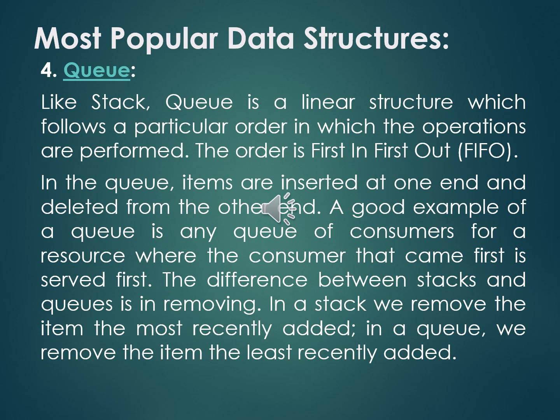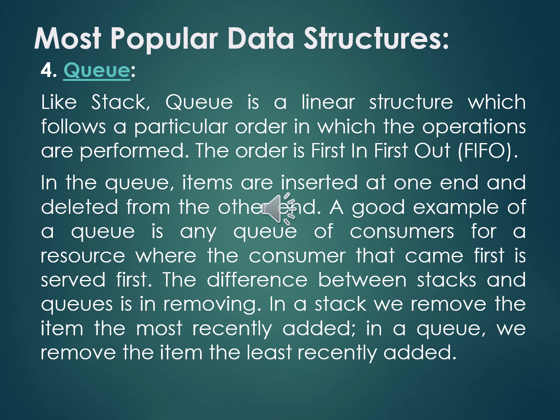A queue is a linear data structure that, like a stack, follows a specific order for performing operations. However, the order in a queue is first in, first out, or FIFO. This means the element that is inserted first is also removed first. In a queue, elements are added at one end and removed from the other. A common example is a queue of consumers waiting for a resource, where the one who arrived first gets served first.